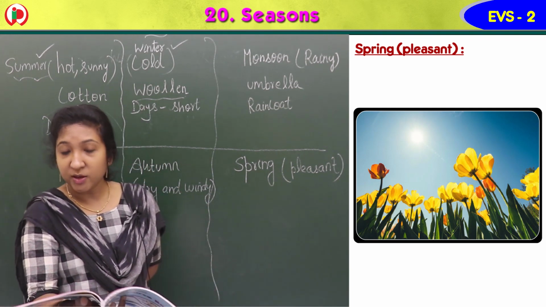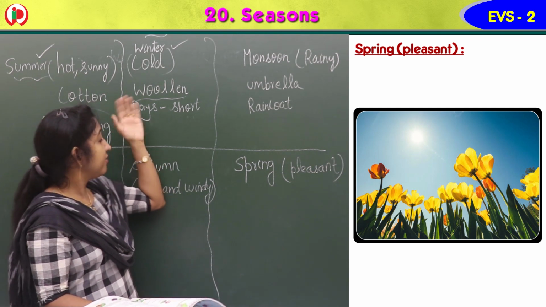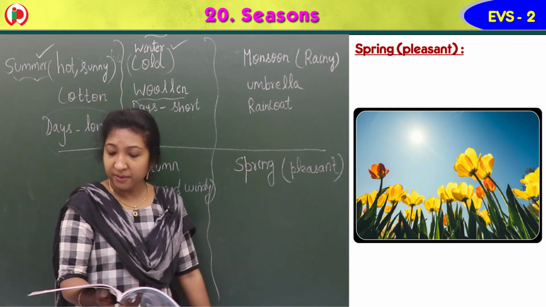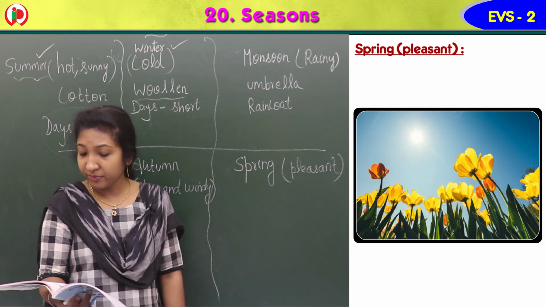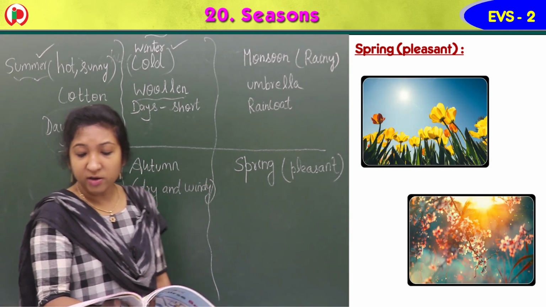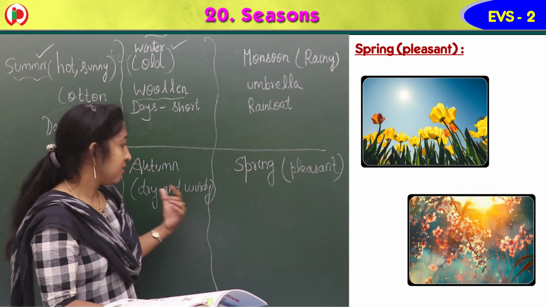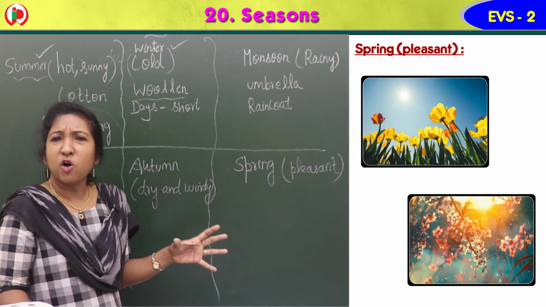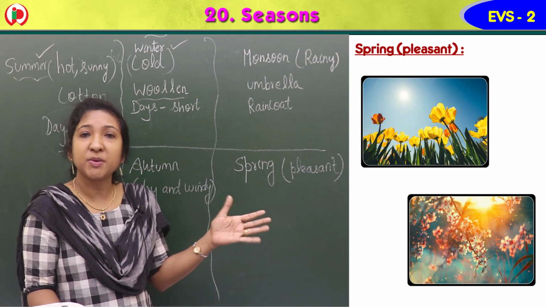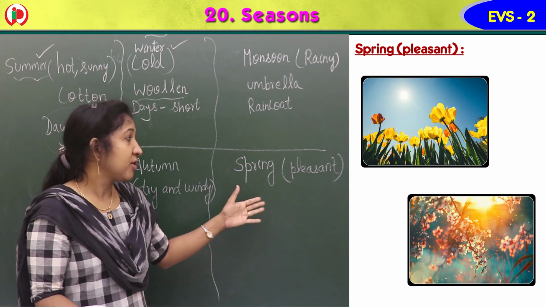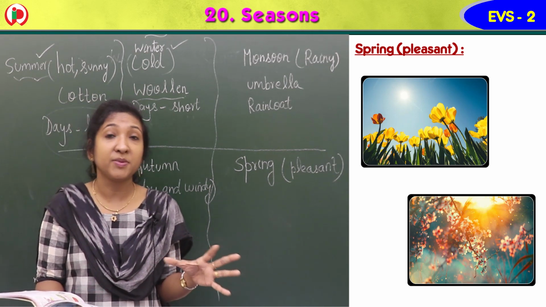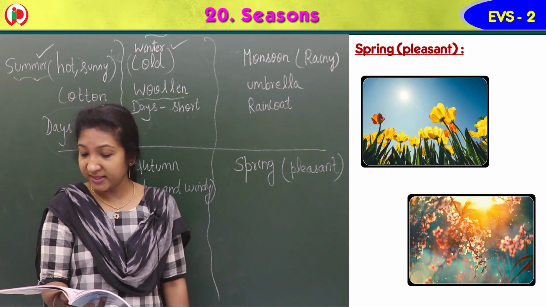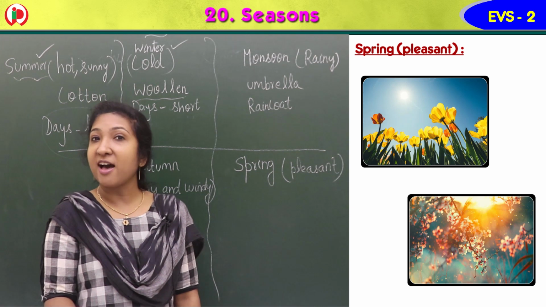Spring comes after winter. So after winter we get spring, just before summer. It is neither too hot nor too cold, like autumn season, in between hot and cold. Like that, spring also is not too hot or too cold, but the weather is so pleasant, we say. It is a season of flowers.